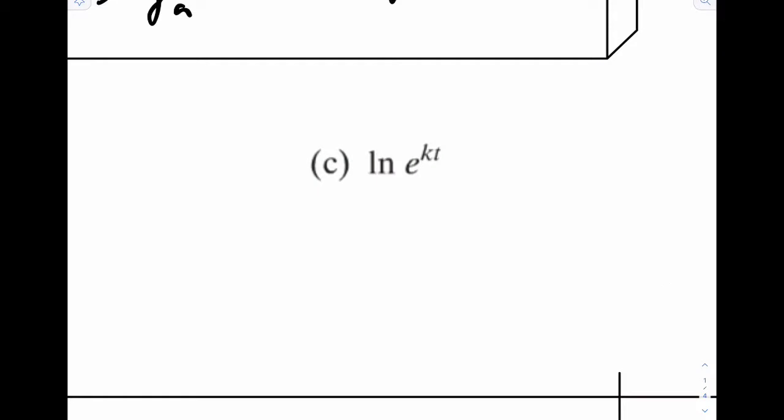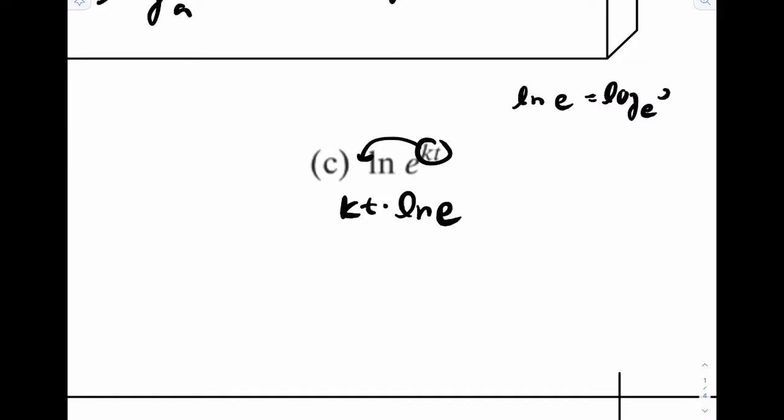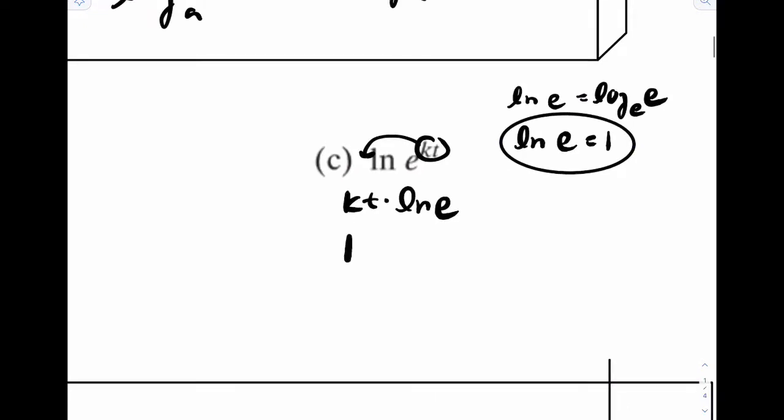Notice how we, again, can't use the sandwich because there's no log in the exponent. So instead, we're going to hairball it. Kt times natural log e. Recall that natural log e is like saying log base e of e, which means natural log e is simply 1. So you definitely want to highlight that in your notes. So that's just kt times 1. The answer is kt.